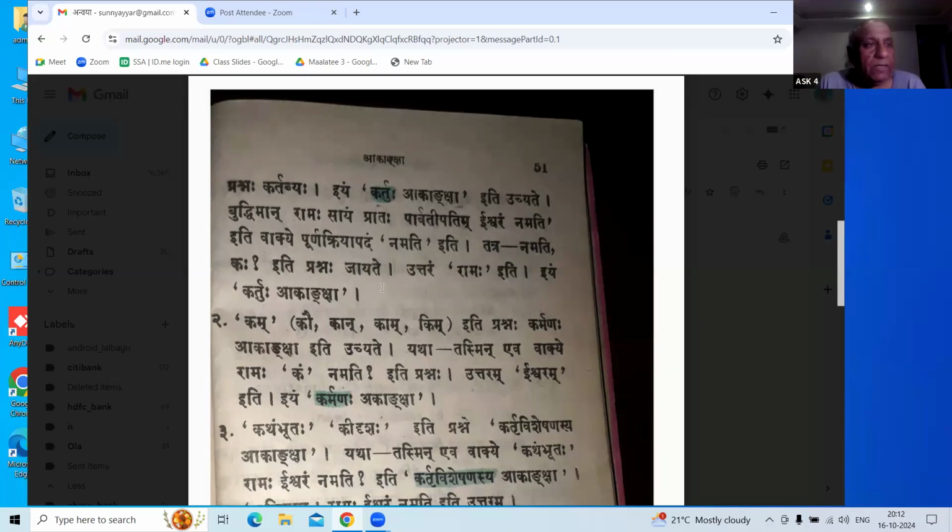So when we pose the question kaha, who, the answer we get is called kartru akanksha. That kartru akanksha can be masculine, feminine, or neuter. In this example, it is masculine, because when we ask kaha namati, the sentence we have taken is Buddhiman Ramaha Sayam Prataha Parvati Patim Ishwaram Namati. We have gone through all this in the past, so I'm going to go a little quickly.